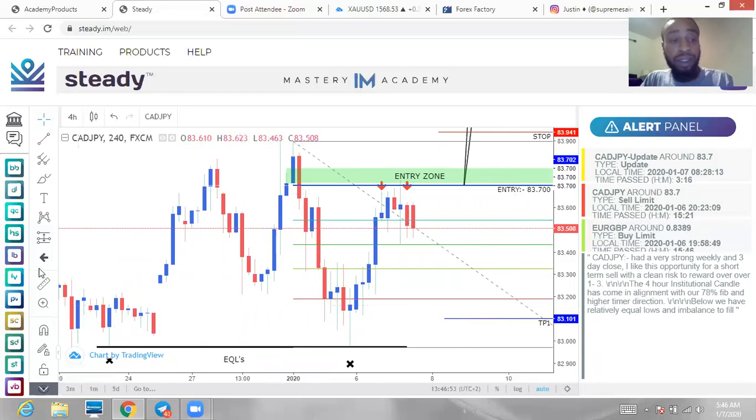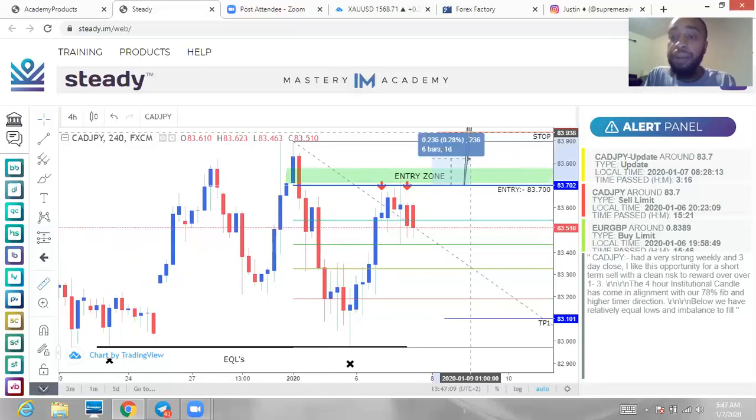The other way is you see this ruler over here where it says measure shifts. You're going to click that. You're going to go to about the entry, and then you're going to go up and try to get as close as possible. So that's pretty close to 23, 24-ish pips. That would be the stop loss.